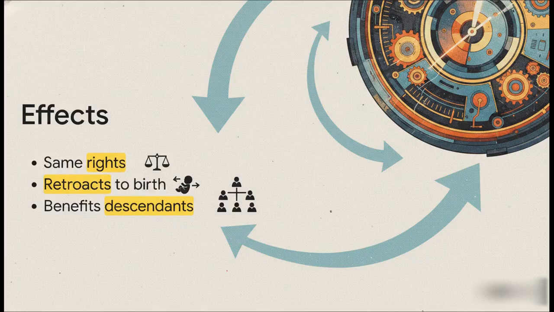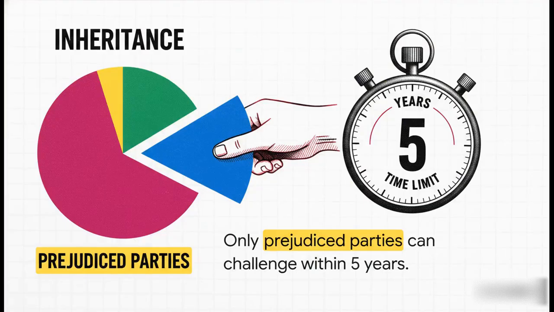Once that happens, it acts like a legal time machine. The effects under Articles 179 to 181 are huge. Number 1. The child now enjoys the exact same rights as a legitimate child. Number 2. This legitimate status retroacts all the way back to the time of the child's birth. And number 3. Even if the child tragically passed away before the parents got married, this legitimation still benefits the child's descendants. But of course, even this magic has its limits.